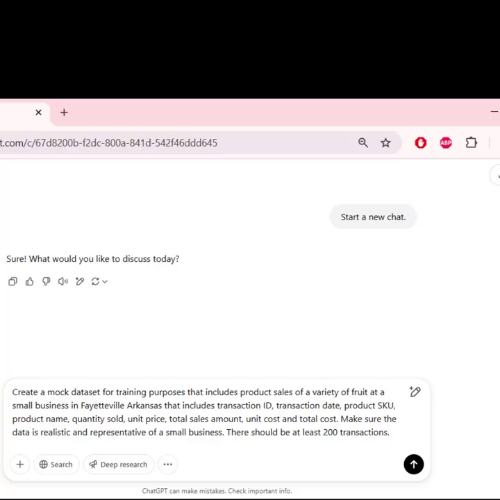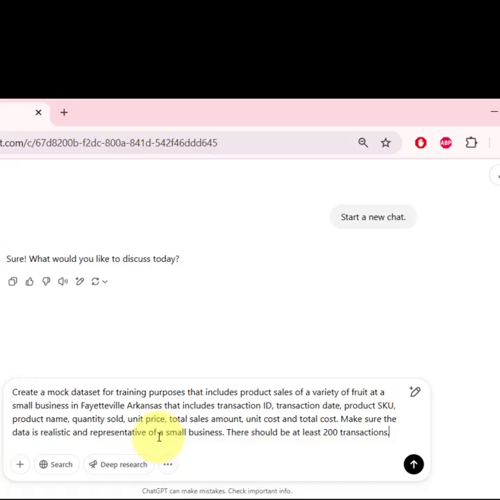And I want this data set to include a transaction ID, transaction date, product SKU. SKU is kind of a unique number called stock keeping unit that identifies a specific product. So imagine if you had M&M's big size, M&M's smaller size, or M&M's big size peanut, smaller size peanut. Each of them is going to have a different SKU. But continuing on, product name, quantity sold, unit price, total sales amount, the unit cost, kind of like the unit variable cost, and then the total cost. And we want to make sure this is realistic, so we're going to go ahead and tell it that.